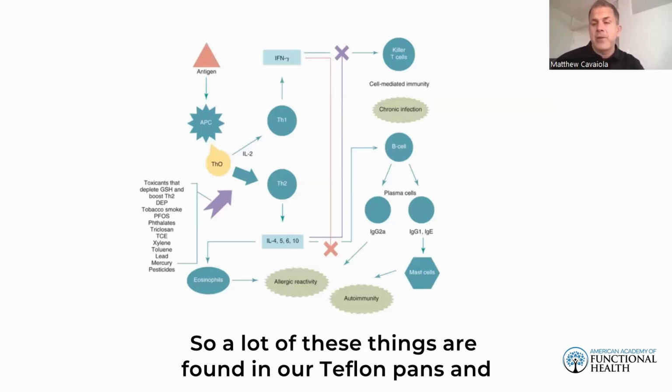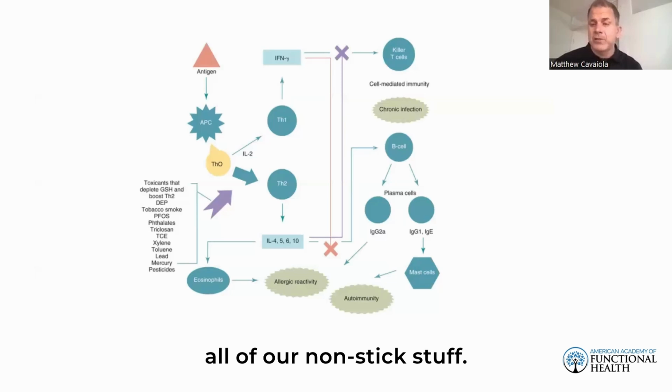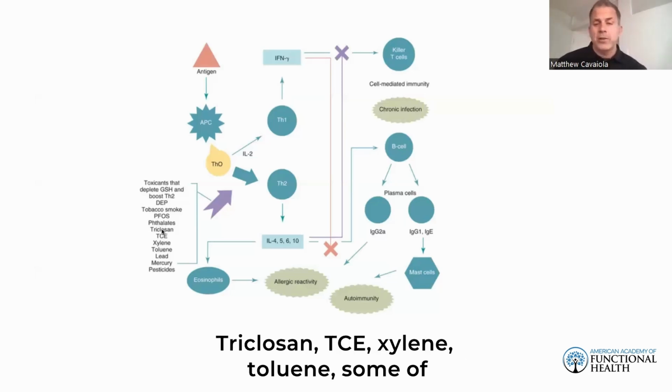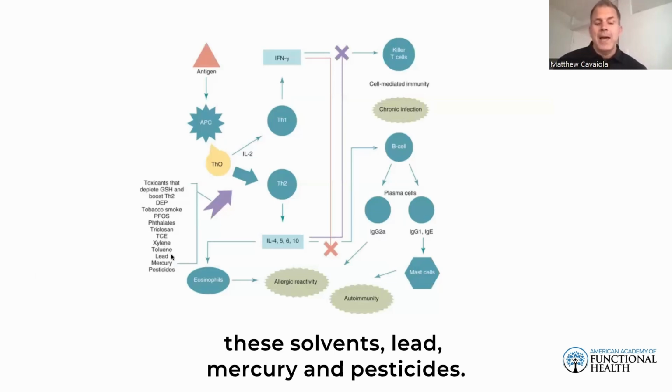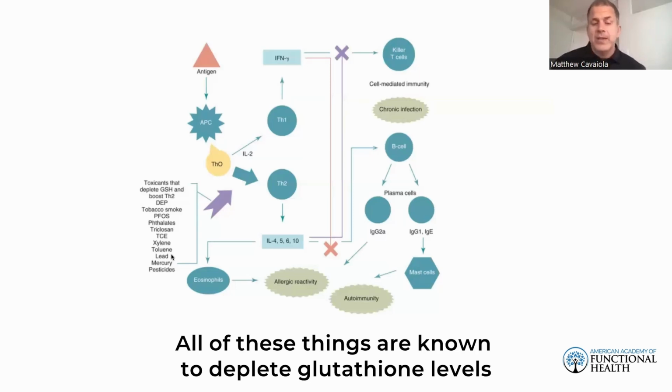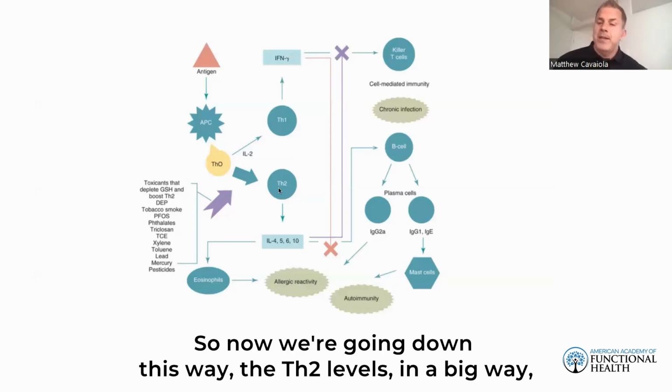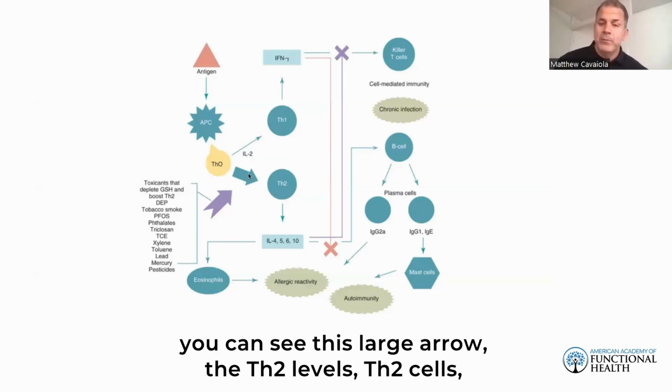So a lot of these things are found in our Teflon pans and all of our nonstick stuff. Phthalates, which are found in, it's a type of plastic, right? Triclosan, TCE, xylene, toluene, some of these solvents, lead, mercury, and pesticides. All of these things are known to deplete glutathione levels and boost Th2 levels. So now we're going down this way. The Th2 levels, in a big way, you can see this large arrow.